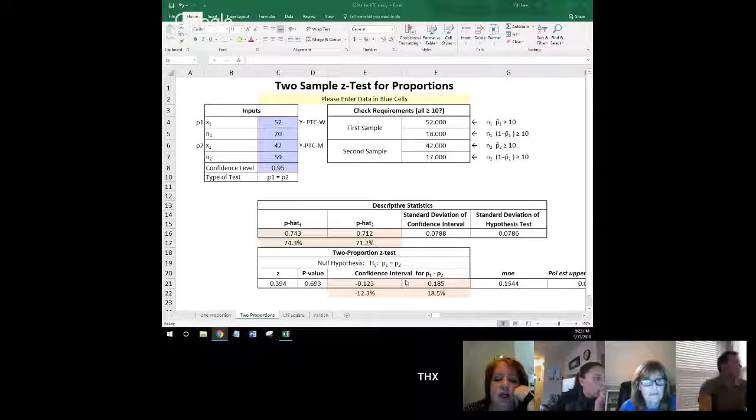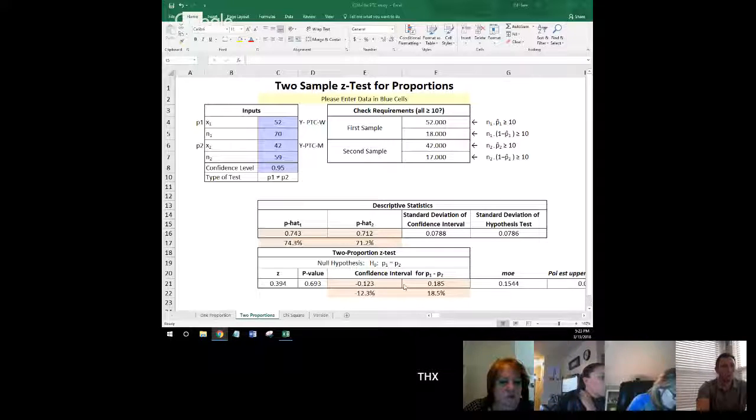So you took negative 0.123 and subtracted 0.185? No, 0.473 minus 0.712. Oh, okay. The p hat 1 and the p hat 2. Okay. And then what I did was I added the upper bound of the confidence interval to the lower bound of the confidence interval, and then I divided by 2. And I got the exact same answer.